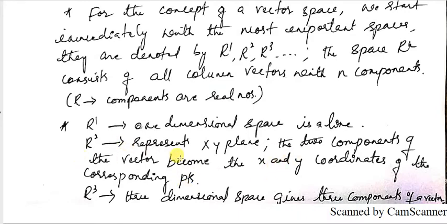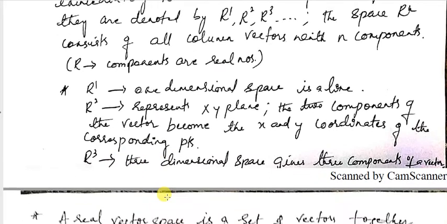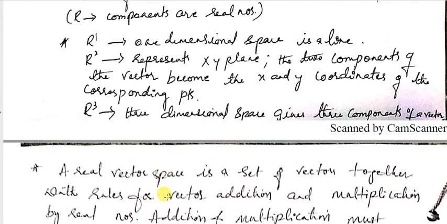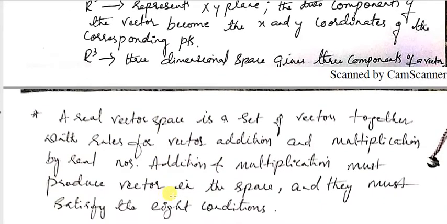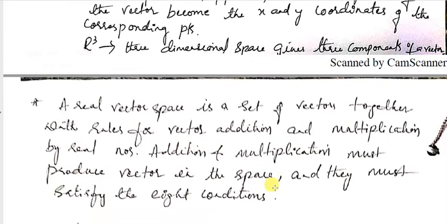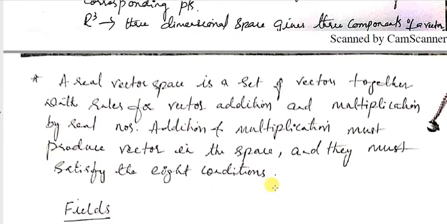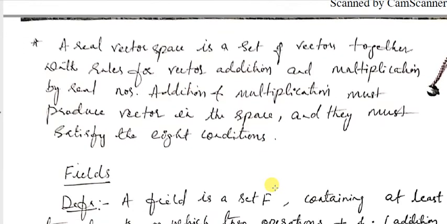R2 represents the xy plane. The two components of the vector become the x and y coordinates of the corresponding points. R3, three-dimensional space, gives three components of a vector. A real vector space is a set of vectors together with rules for vector addition and multiplication by real numbers. Addition and multiplication must produce a vector in the space, and they must satisfy the 8 conditions.